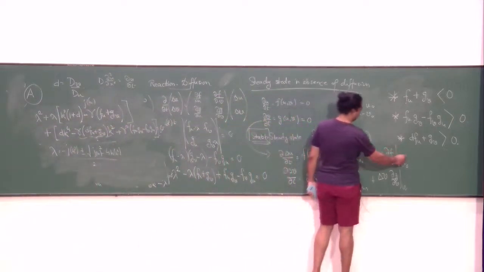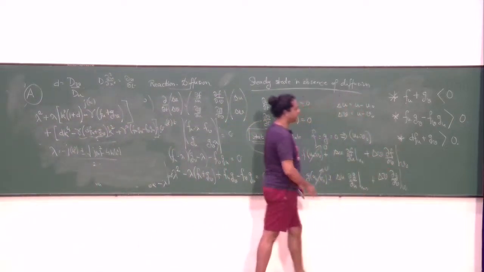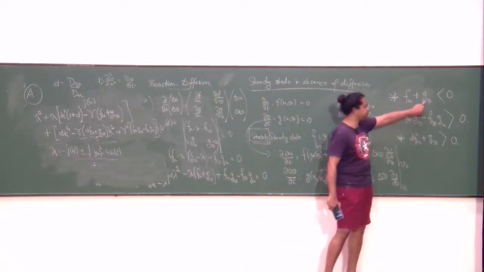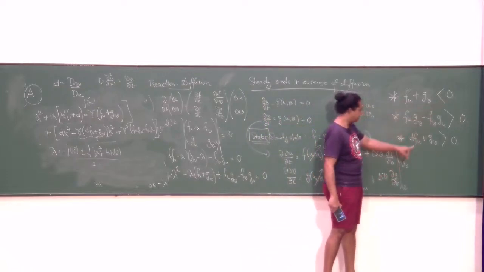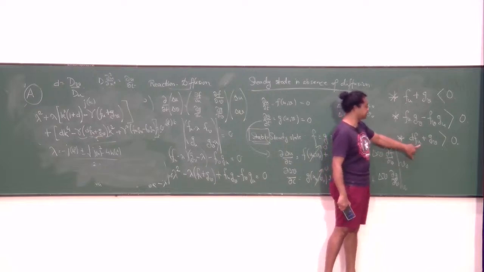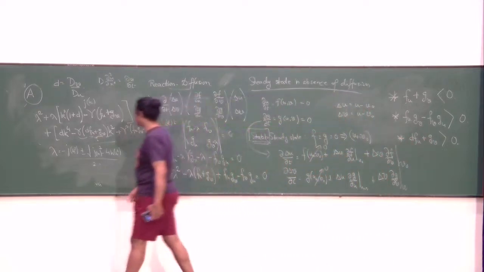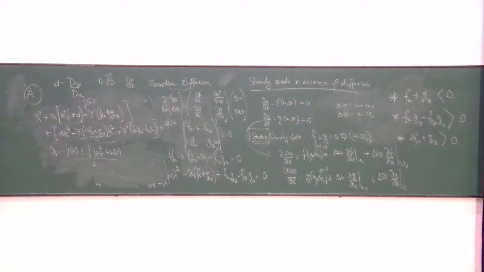So let's see what that means. I have one condition which is fu plus gv is less than 0. I have another condition here which says that d times fu plus gv is greater than 0. What does that mean about the relative signs of fu and gv? Anyone?